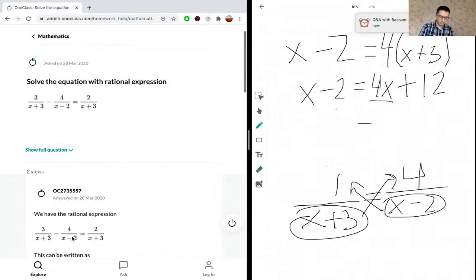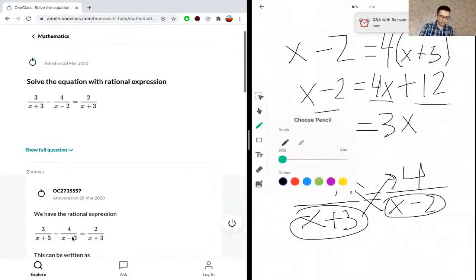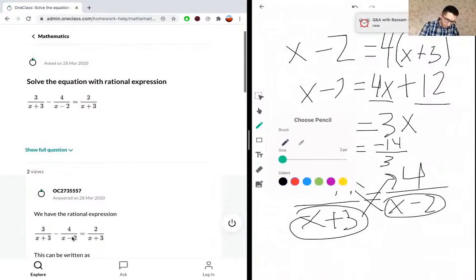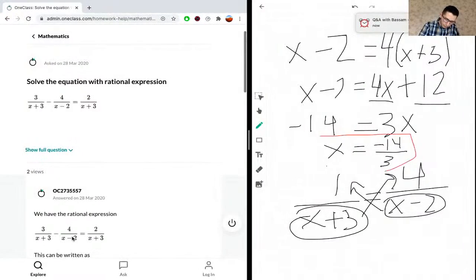That'll give us 3x on this side. And we'll subtract negative 12 on this side and negative 12 on this side. So we'll have negative 2 minus negative 12, which will give us negative 14. And now to solve for x, x equals negative 14 over 3. And that's our final solution right here.